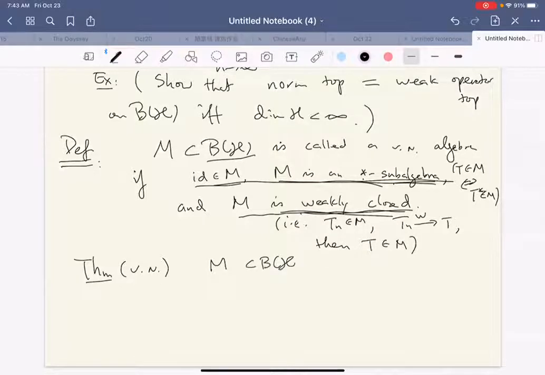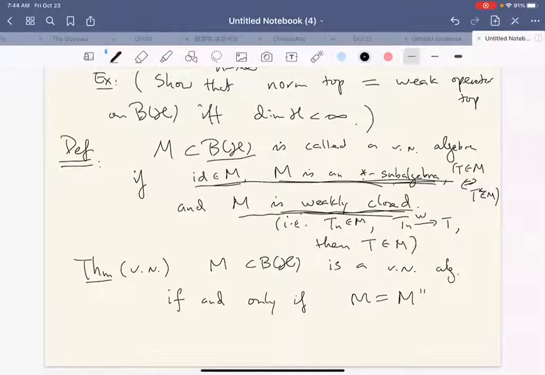M belongs to B of H is a von Neumann algebra if and only if M is equal to its double commutant.